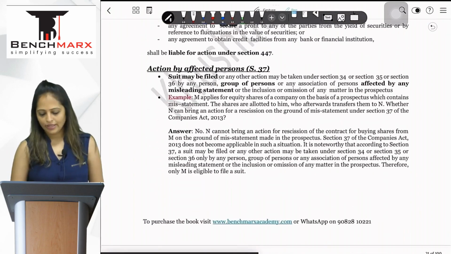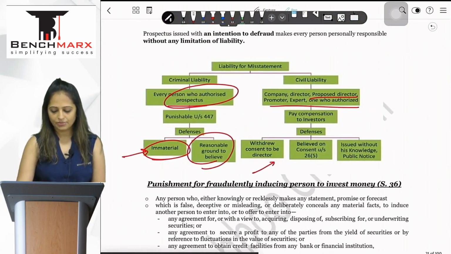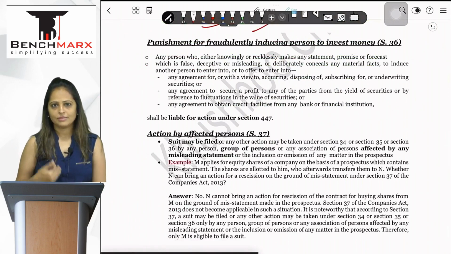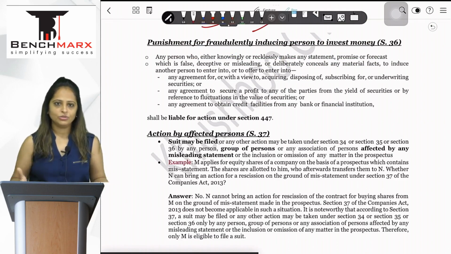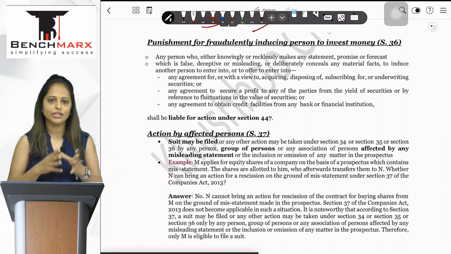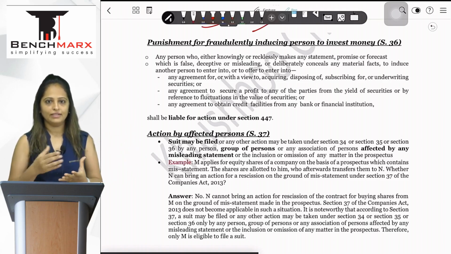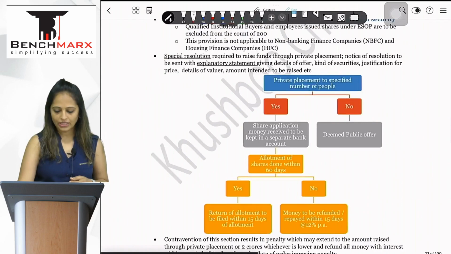Now coming to action by affected person, let me see if we finished everything else. Yes, action by affected person is something new in the Companies Act. If you remember, we discussed that during the Satyam case, a lot of investors were stranded, their money was taken, and they couldn't take action because the cost involved was higher, and they couldn't take group action. The Companies Act 2013 decided to have a section for class action, where if an entire group of people is affected by something that a company has done, and they collectively want to take action for the same loss or damage that they are suffering, then they can do so under section 37.